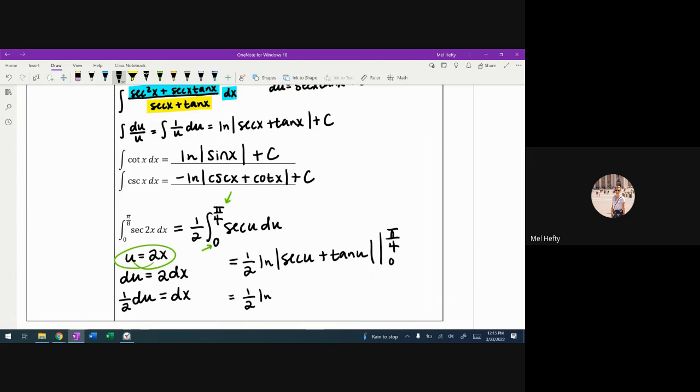Does anyone know what secant of pi over 4 is? We'll just leave it secant of pi over 4. No. It's the square root of 2. Does anyone know what tangent of pi over 4 is? We're going to need this later today. Easier. 1. Minus 1/2 natural log. Anyone know what secant of 0 is? 1. Anyone know what tangent of 0 is? Ooh, this one's natural log of 1. What's that?